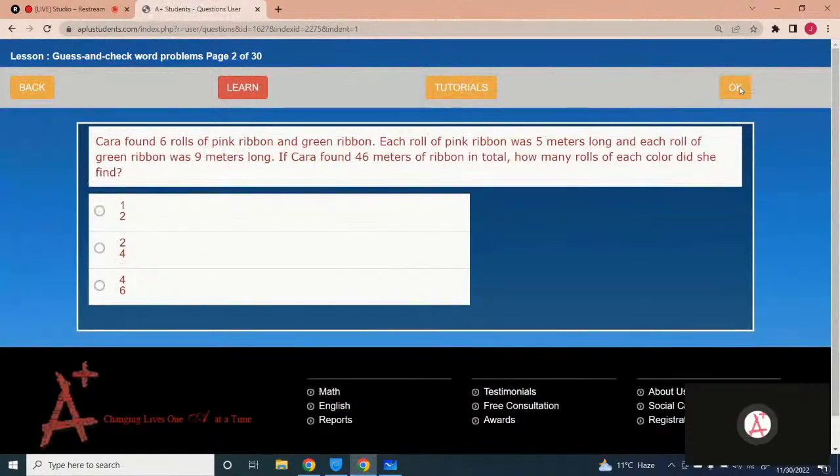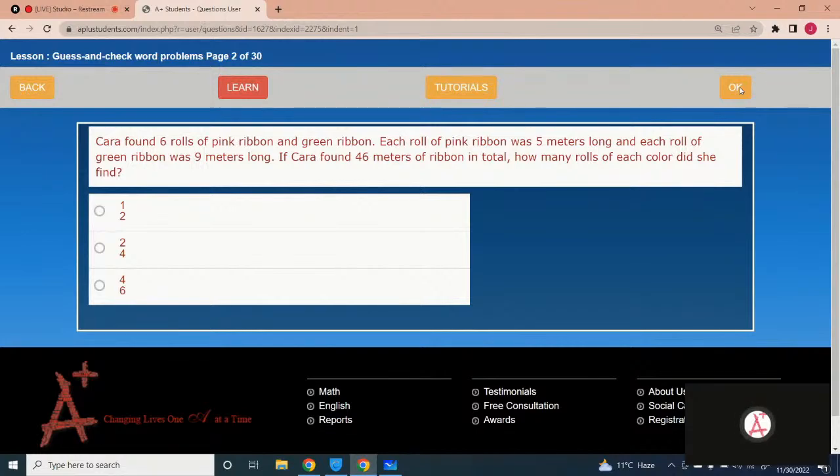Okay, the next one is: Kara found 6 rolls of pink ribbon and green ribbons. Each roll of pink ribbon was 5 meters long and each of the green ribbon was 9 meters long. If Kara found 46 meters of ribbon in total, how many rolls of each color did she find?